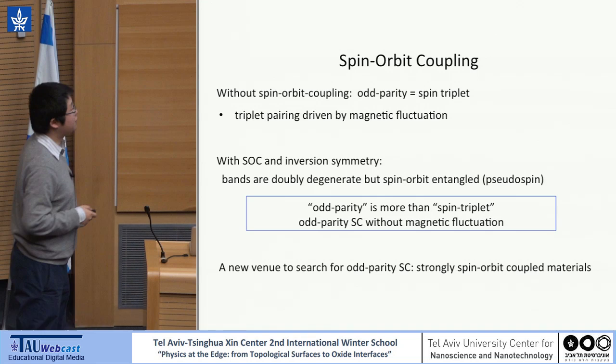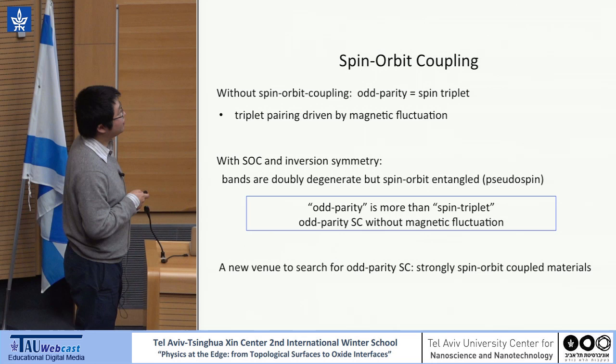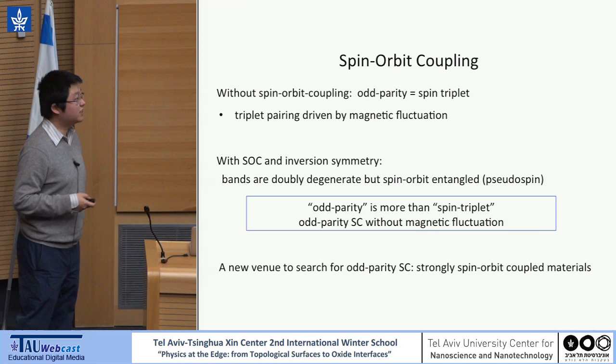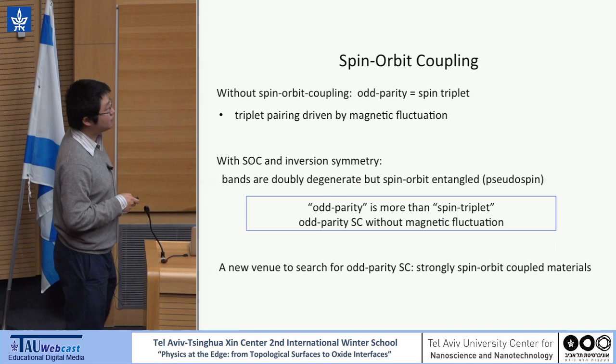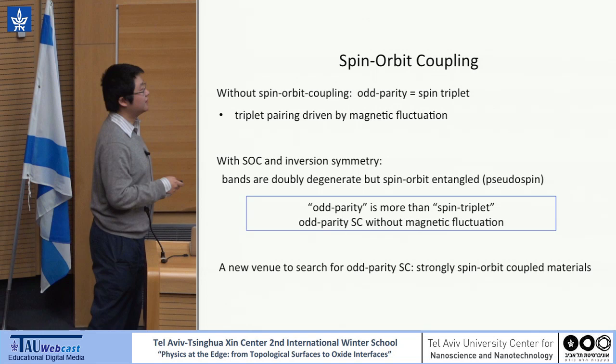Now, with strong spin orbit coupling, the situation is very different. In this case, the energy bands are still doubly degenerate due to the inversion symmetry, but the wave functions of the Bloch states are no longer spin eigenstates; they're strongly spin and orbital entangled. And in this case, I'll show that the odd parity pairing is more general than spin triplet. I will show cases where spin singlet pairing is also odd parity. And I'll also show that odd parity superconductivity can occur without magnetic fluctuations, so it can occur in a much broader class of materials.